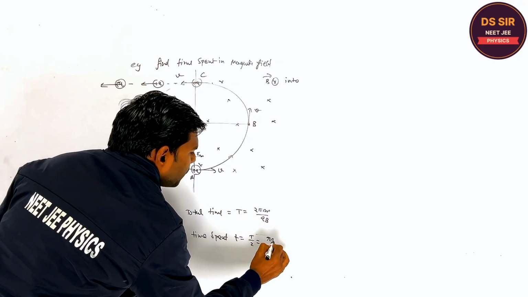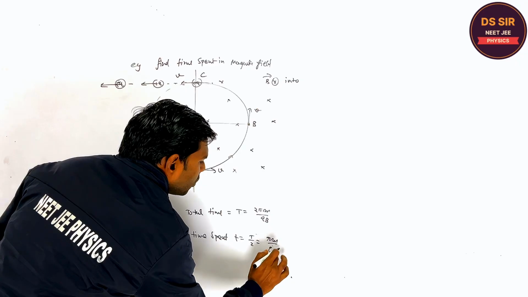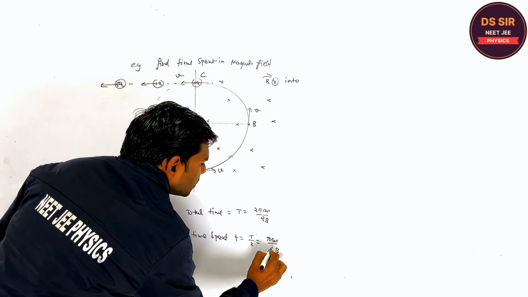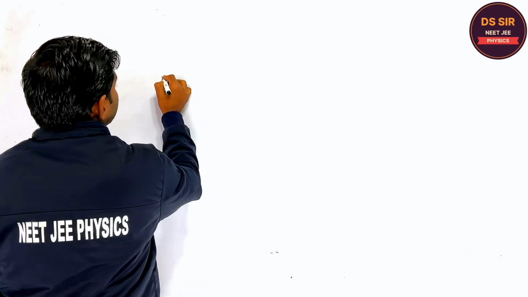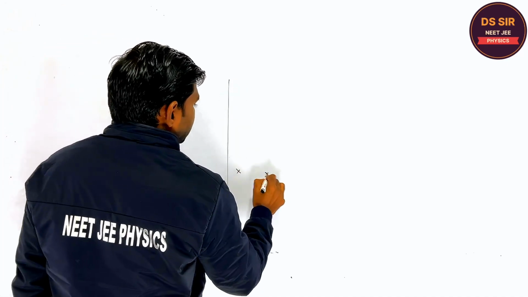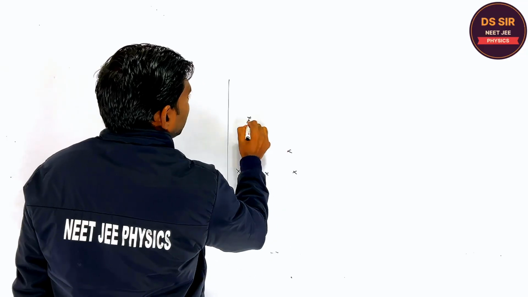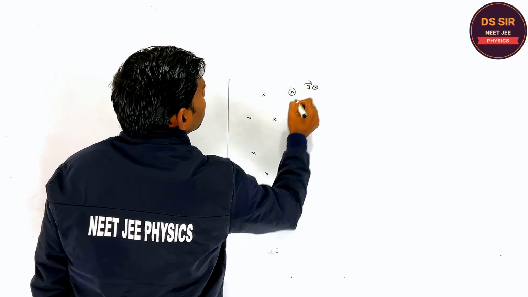That is pi m upon qB is the correct answer. Is it clear or not, you tell? Yes. Right. Copy this. For example, another example, similar type. Suppose this is the magnetic field, right? And this magnetic field is into the board here over here.